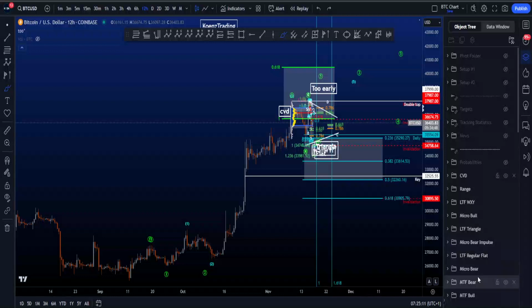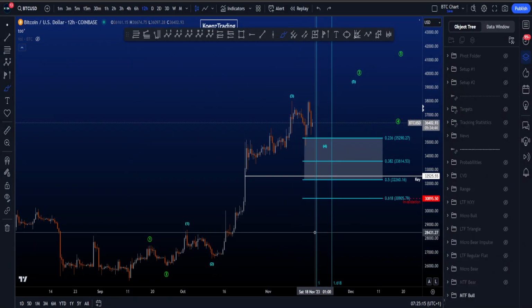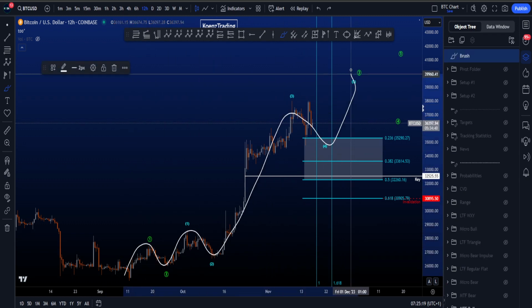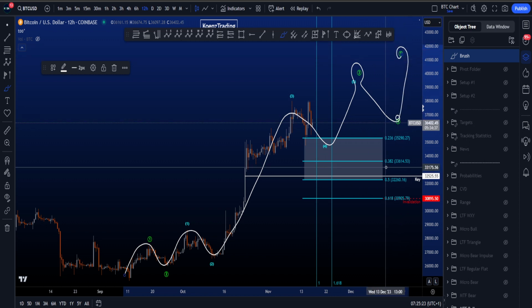Hi everyone, let's go over my bullish and bearish Elliott Wave scenarios on Bitcoin, starting with the medium time frame bullish scenario, where we're looking for a double 1, 2, 3, 4, 5 to finish a green 3, then we have green 4 and 5 for higher prices to come.